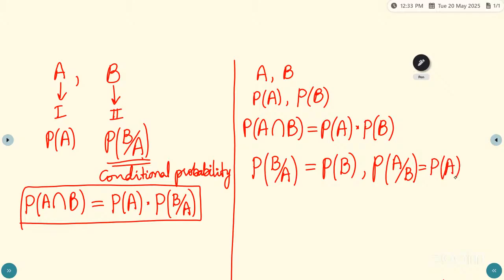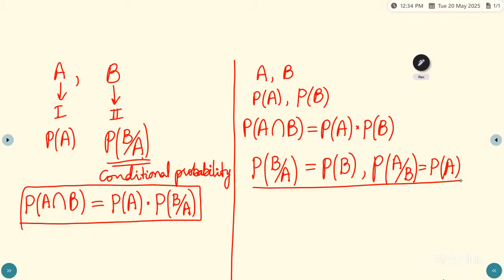When you have to write like this, in case of independent events, write down. If A, B are two independent events, then P of B given A equals P of B. P of A given B equals P of A.